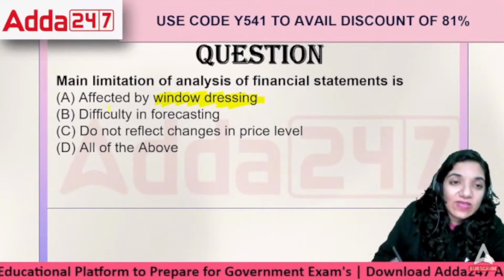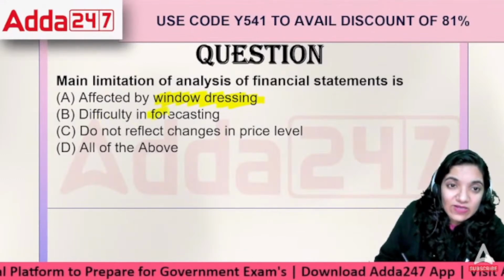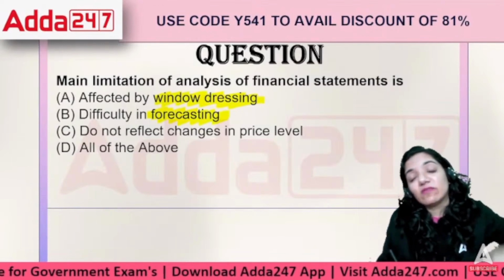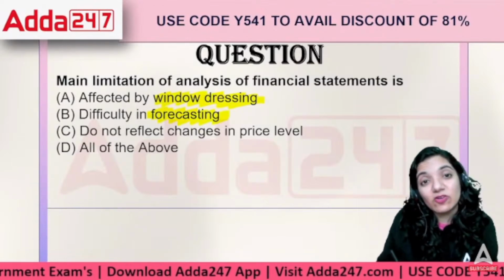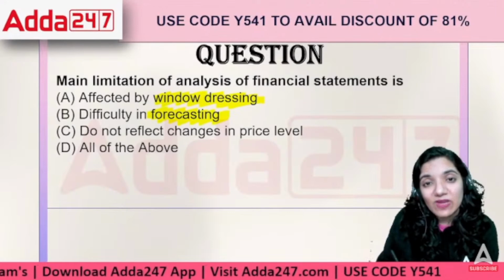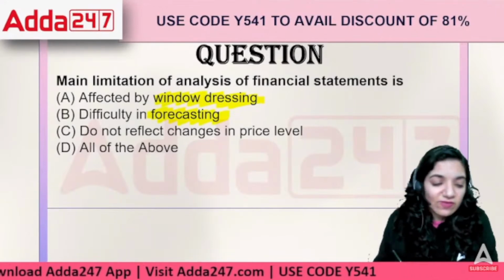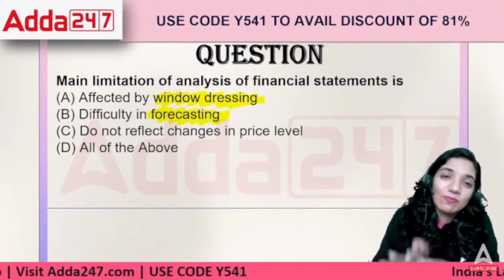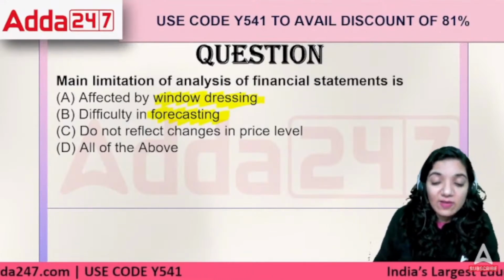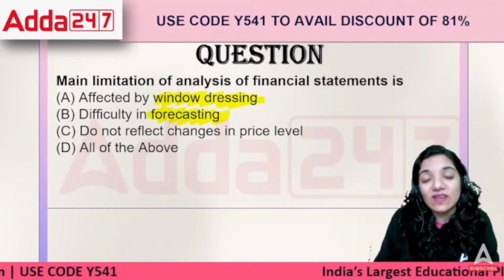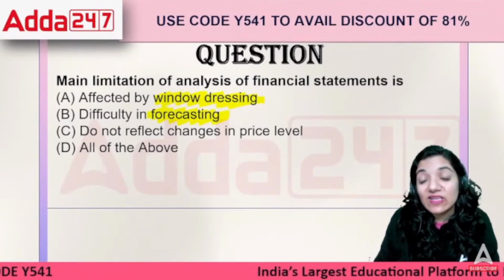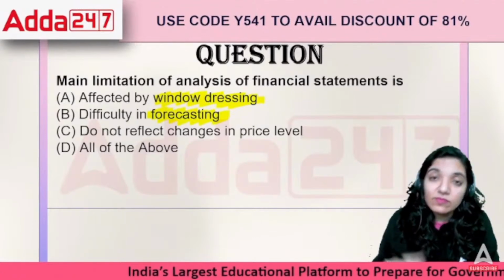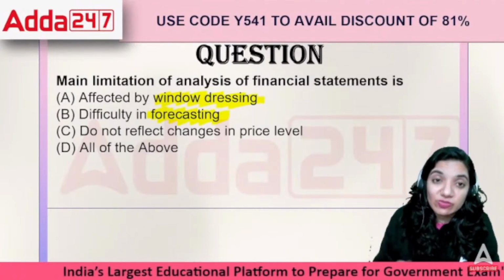And then we have the area of difficulty in forecasting. Whatever forecasting we're looking forward to, there's a difficulty whether we can specify it or not. It does not reflect changes in the price level. It does not reflect whether changes are there in the price level. This is a part of accountancy only. There are core limitations of accountancy, because we cannot record things at the changing prices, because it would be very much exhausting to note down the changing prices.